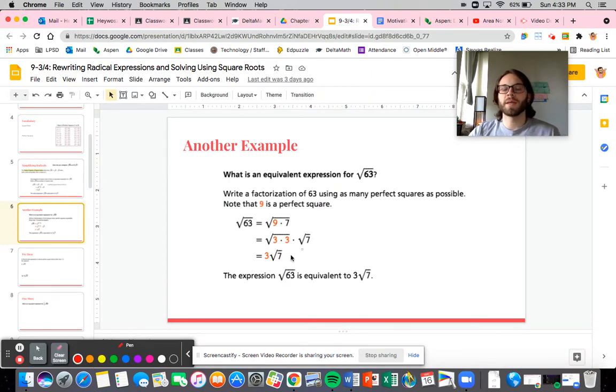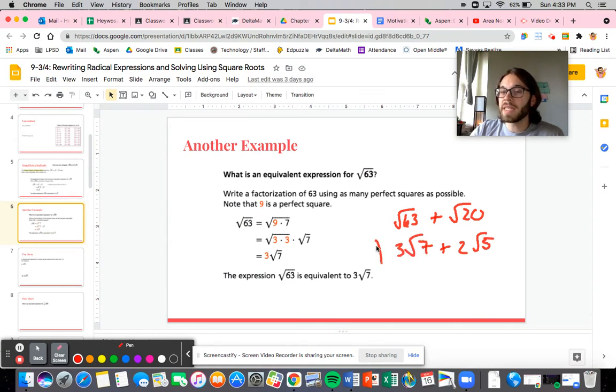Now, you might be asking yourself, what do I do with something like this? What if I ended up with the square root of 63 plus the square root of 20? And we just went over this. We said this was 2 root 5, and this is 3 root 7. This is it. I'm going to leave my answer like that, okay?